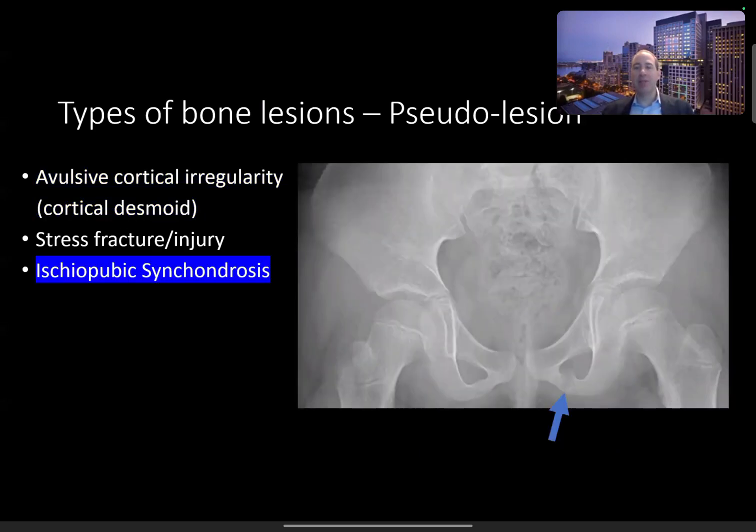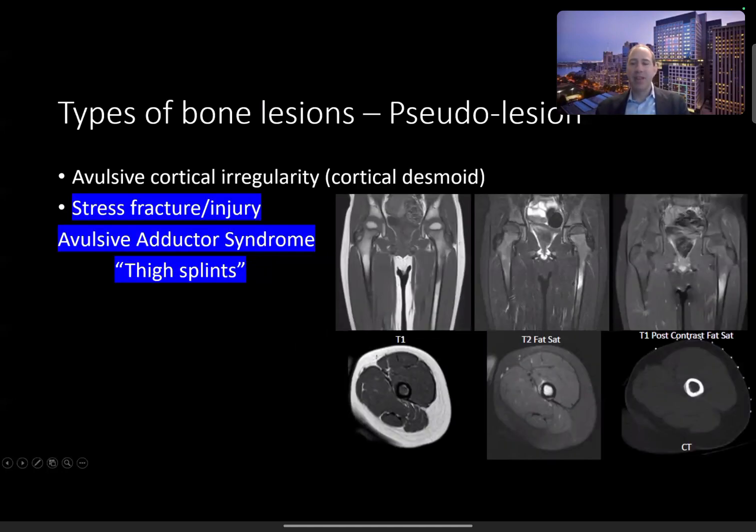This is another common pseudolesion. I get called on this a few times a year. What is this rounded lesion here? Do we have to do anything? Remember that the ischiopubic synchondrosis is sort of a growth plate of the pelvis. When it is fusing, sometimes you get hyperostosis, a little bony rounded thing here. And if it's asymmetrical, that can be a bit unnerving for people to see. This is just a normal finding.